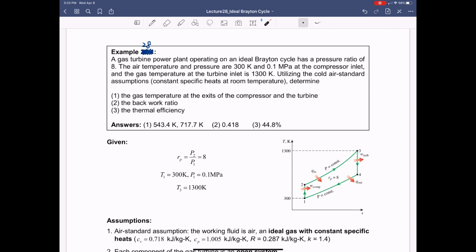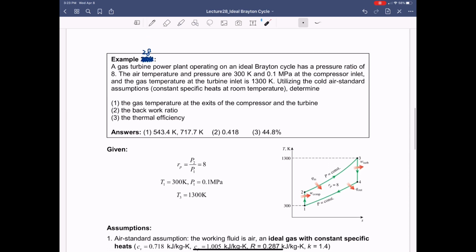With that being said, we first want to calculate the air temperature at the exit of the compressor and at the exit of the turbine. We also want to calculate the back work ratio. I'm going to talk about what this back work ratio means in the later part. And we will also calculate the thermal efficiency.